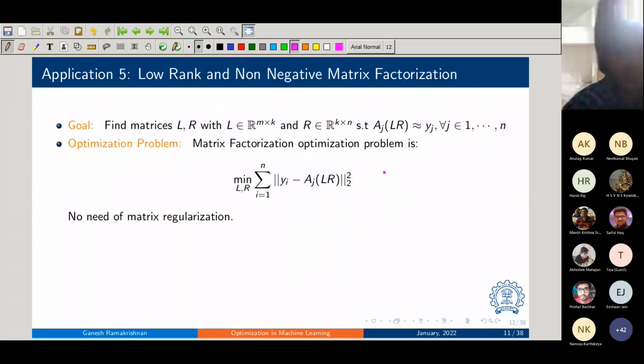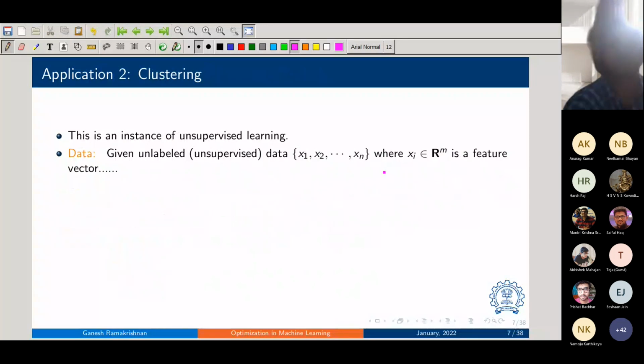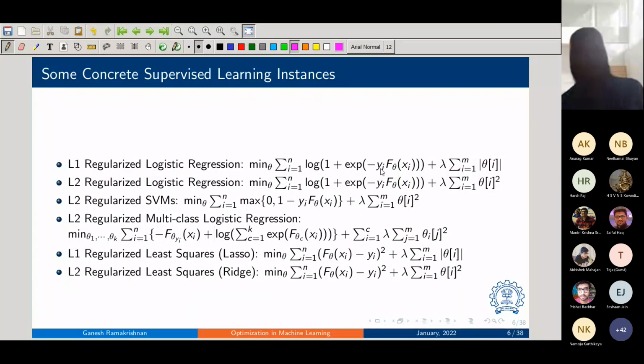All this is very interesting, of course, but let's move on to other applications. I put them in as optional because that's only for those who haven't done it in an ML course. Here are some concrete supervised learning instances. This is a summary, and all of them follow this loss plus regularizer form. A question to all of you: which of these have closed form solutions?